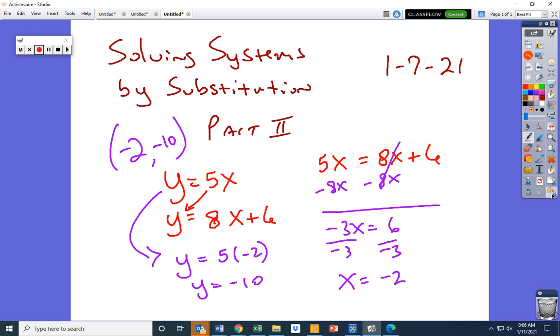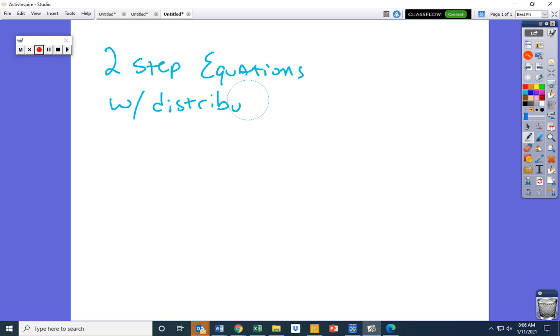Okay. All right. So we are continuing with two-step equations. But now we're going to add something. Two-step equation with distribution. Now, if you remember, right before Christmas break, we did some stuff with the distributive property. And the distributive property is a way of getting rid of what? Parentheses, thank you. Good. So the way you get rid of parentheses is by using the distributive property.